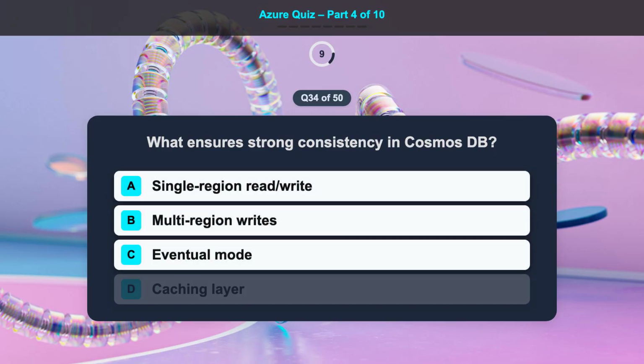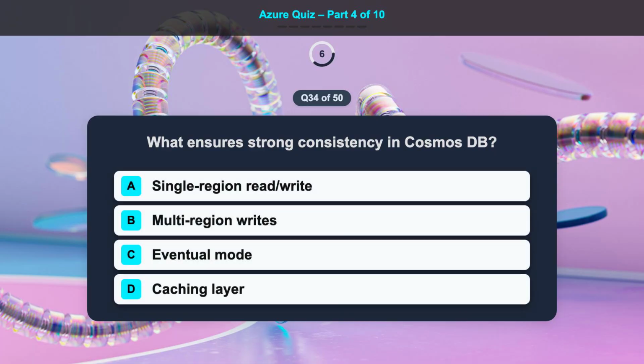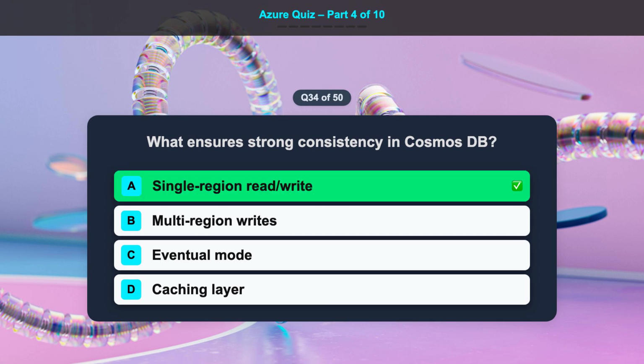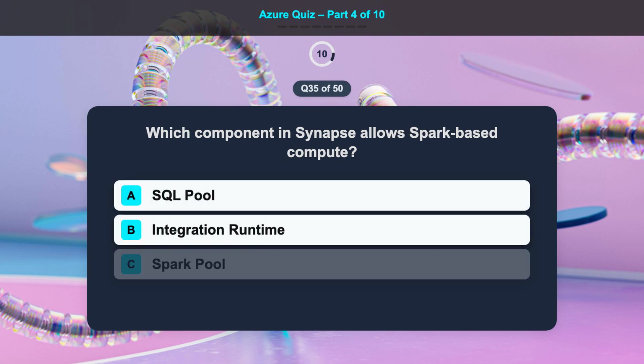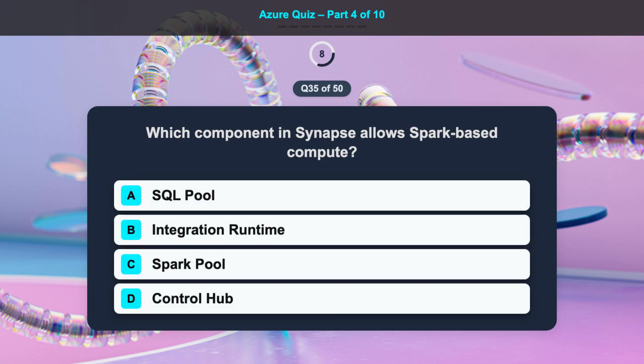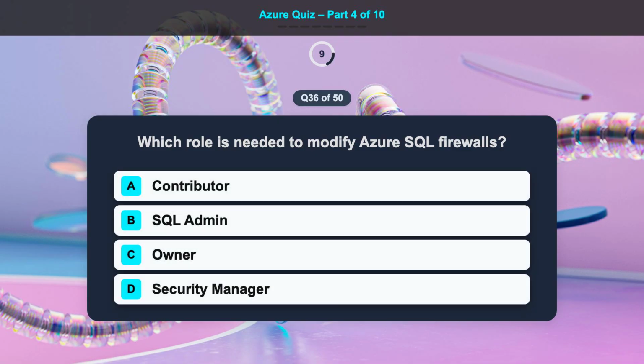Question 34. What ensures strong consistency in Cosmos DB? Question 35. Which component in Synapse allows Spark-based compute? Question 36. Which role is needed to modify Azure SQL firewalls?